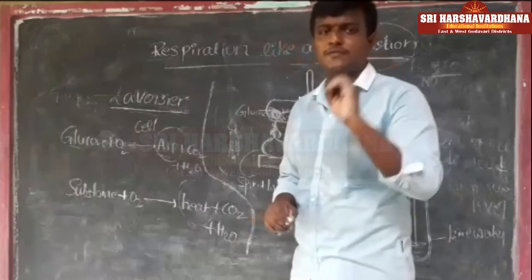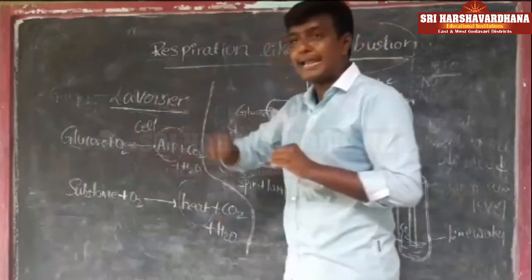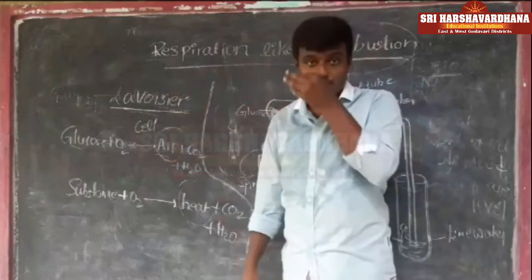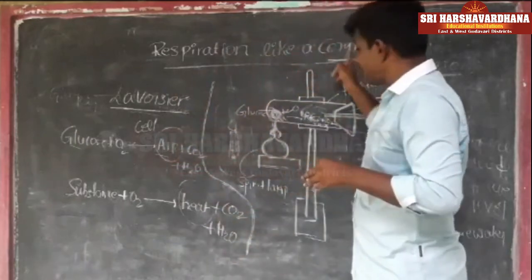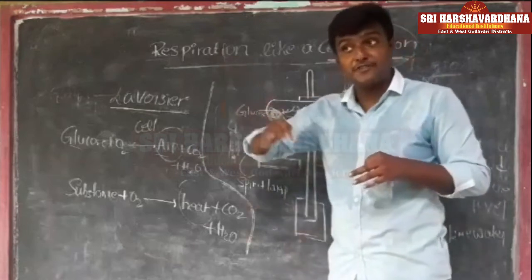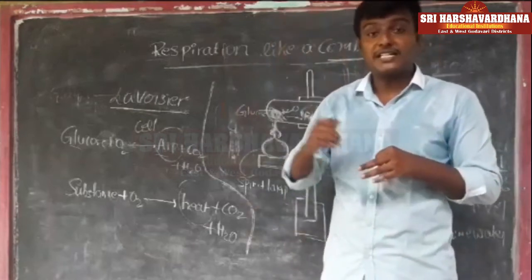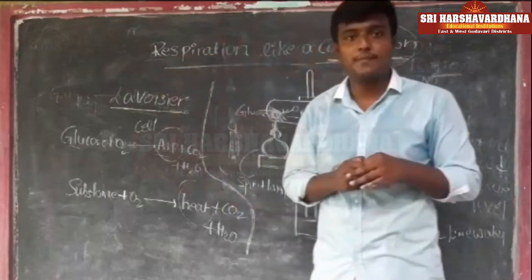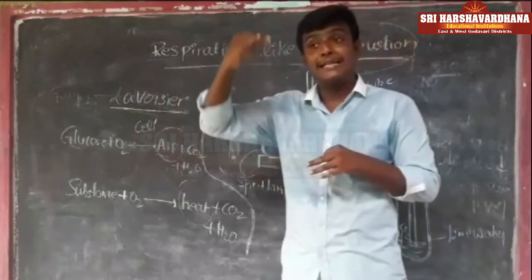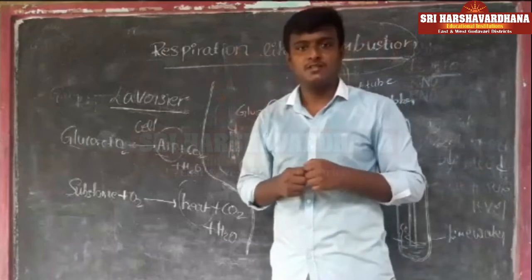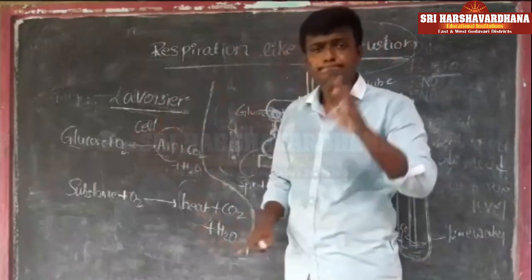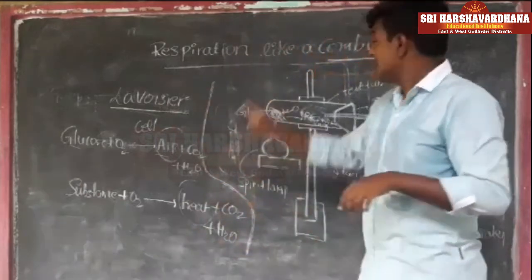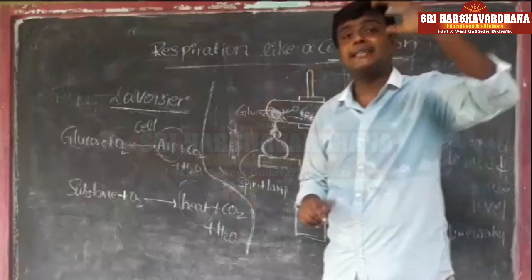And there is one more difference here. Here we are providing less temperature. At body temperature only, the respiration process goes on. But when you want to perform combustion, we have to give high temperature. If the same combustion process went on inside the body, we would have to provide high temperature and our cells would be burned. So that's why respiration happens at a low temperature only, while combustion goes on at a high temperature.